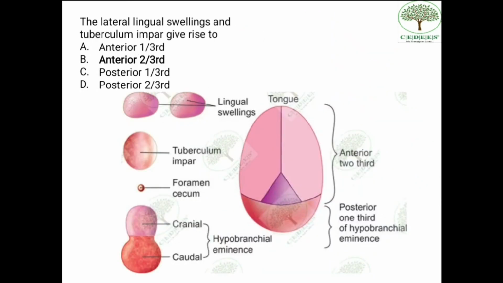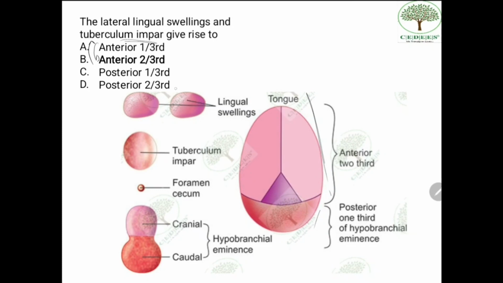Okay, now the next question is, what do the lateral lingual swellings and tuberculum impar give rise to? Actually, this is a very easy question, but one student had a doubt between anterior 1/3 or anterior 2/3. Now remember, when the tongue is developing, it's always divided into the anterior 2/3 and posterior 1/3. Just don't forget this. It's the anterior 2/3, which is the larger part of the tongue, as you can see in this diagram, and the posterior 1/3.